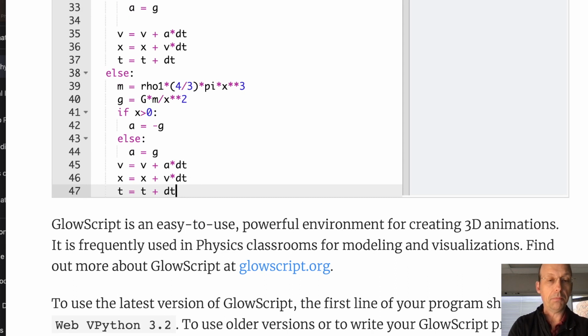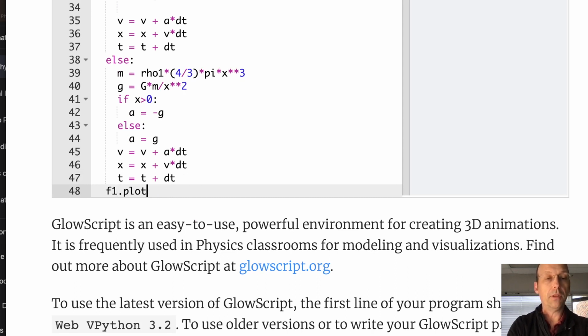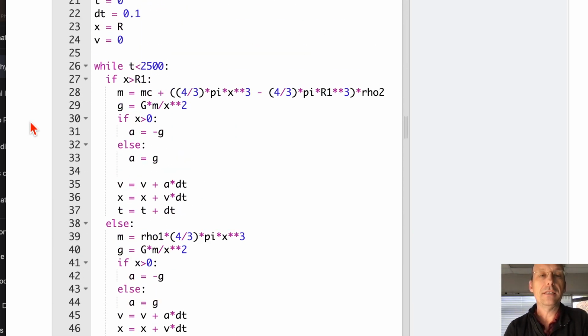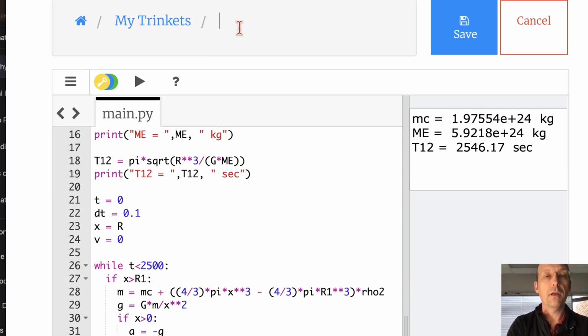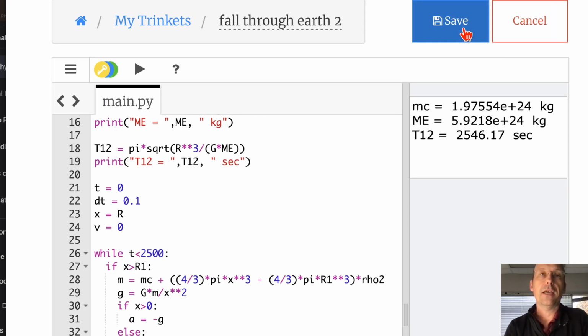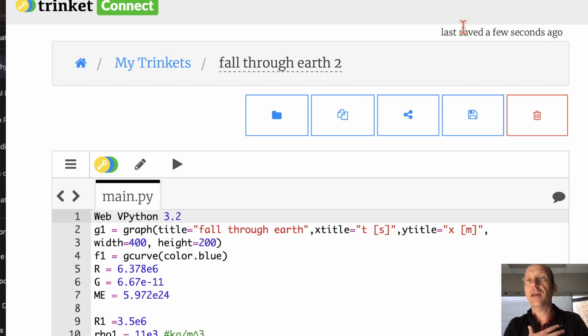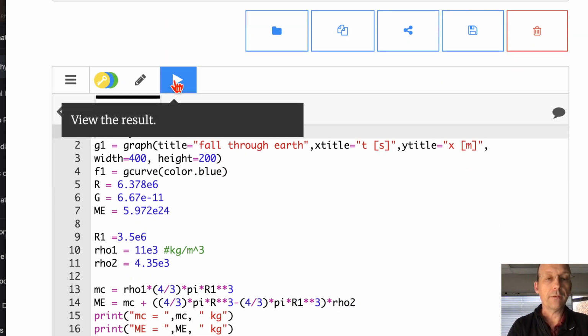Now let's go ahead and plot too. F1.plot tx. Let's just see what happens. This might be a disaster. I feel a disaster coming on. Fall through Earth 2. Save. I feel like I made a mistake. Could be right. Run it. Aha. There are not enough attributes to string different rotate. What the heck?